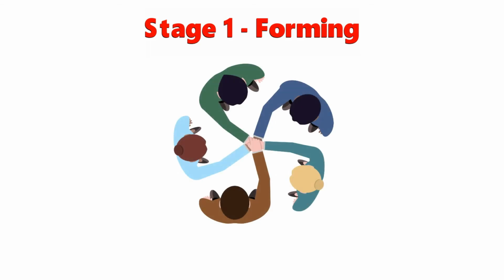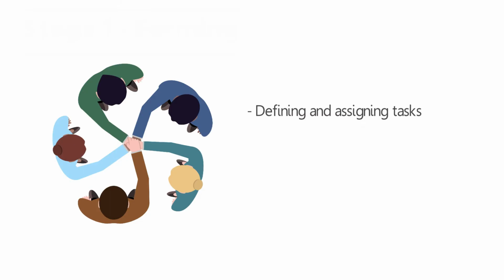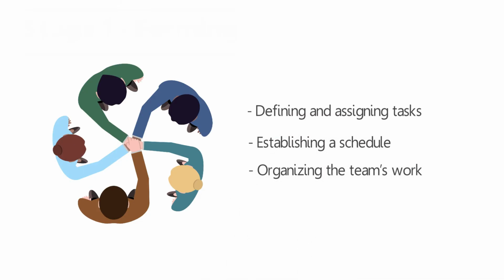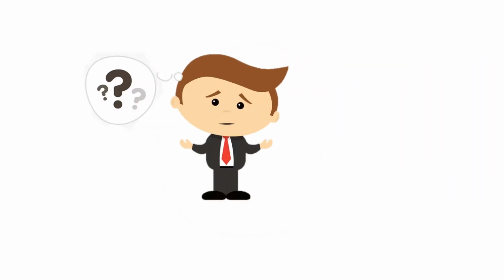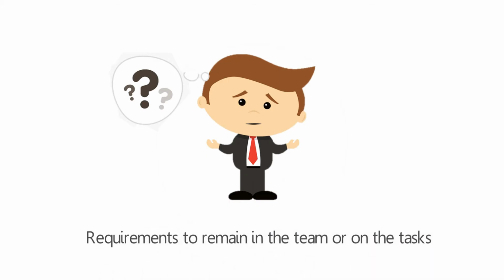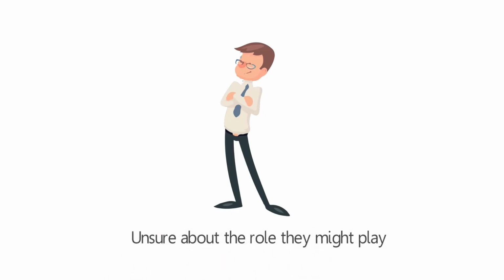Stage 1, forming. The first step in a team's life is bringing together a group of individuals. The individuals will focus on defining and assigning tasks, establishing a schedule, organizing the team's work, and other startup matters. This initial stage involves excitement as well as uncertainty, because some team members are not yet sure if they are going to meet the requirements to remain in the team or on the tasks. Others know they will make the team, but are unsure about the role they might play.